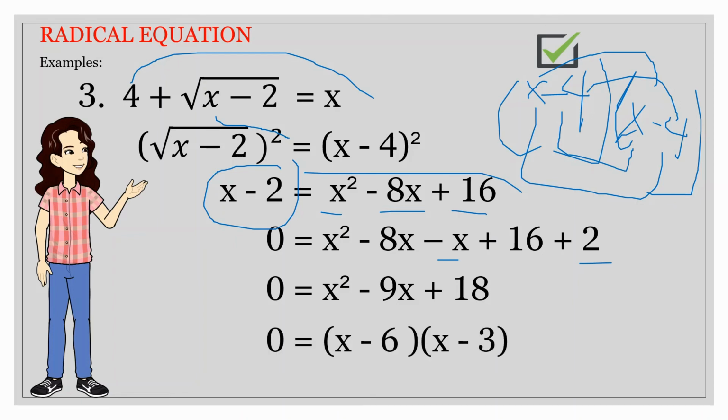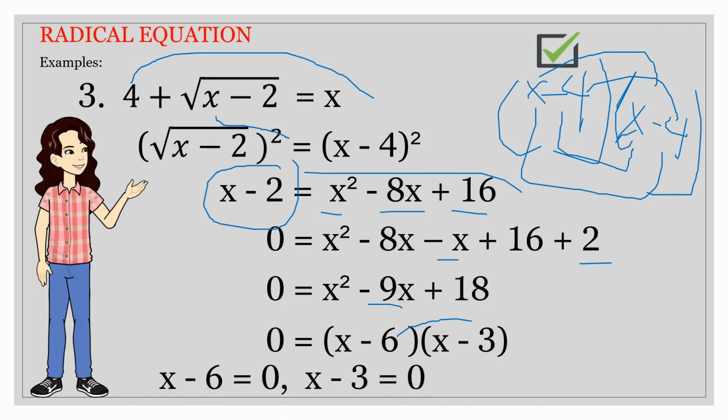Then after that, if you have the x squared, you need to get the solution. So, what are the values of x? The factors of x squared minus 9x plus 18 are x minus 6 and x minus 3. Because x times x is x squared, and negative 6 and negative 3 become negative 9. Then negative 6 times negative 3 is positive 18. So your factors are correct.